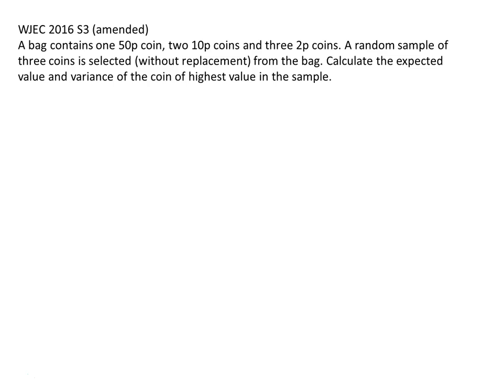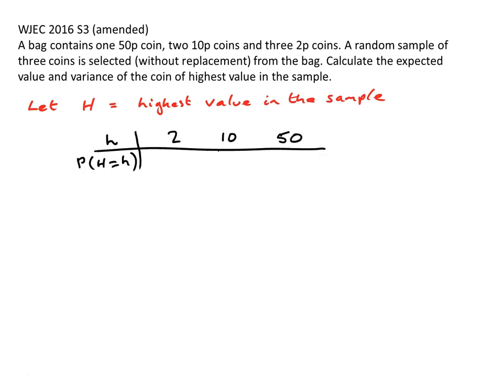The first thing we have to do is work out the probability distribution for the highest value coin. Let's denote that by H, and clearly H can take values of 2, 10 or 50. We need to work out the corresponding probabilities.